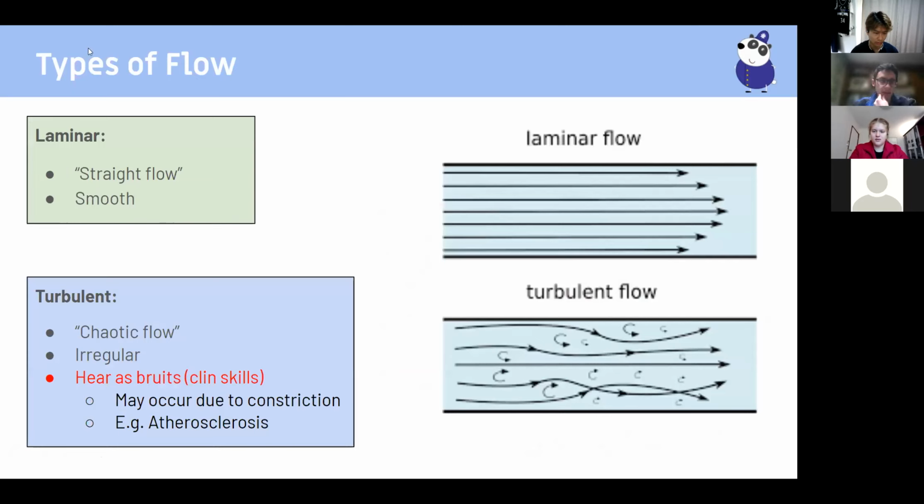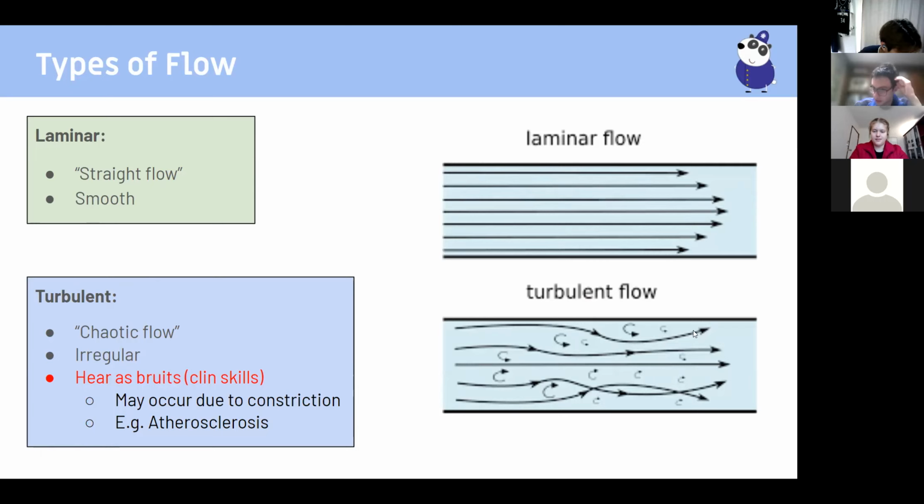Next, we're going to talk about the types of flow, which is quite important. You have something called laminar flow, which is just straight flow, and it's smooth. Just think of a smooth river, nice and straight. Something else is called turbulent flow, which is described as chaotic flow, and it's quite irregular.